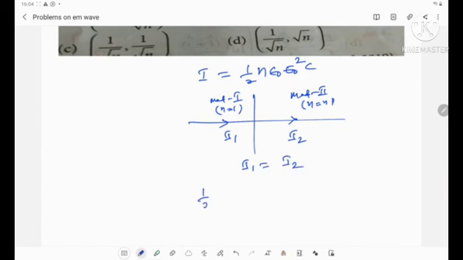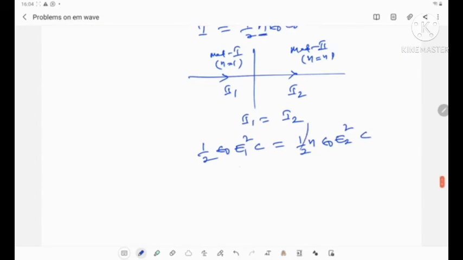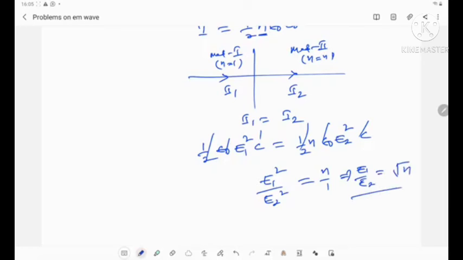I1 means 1 by 2, here n is nothing but 1, epsilon naught, E1 square into C, that is equal to 1 by 2, here is n, epsilon naught, E2 square into C. See, 1 by 2, epsilon naught, C cancel. This becomes E1 square by E2 square is equal to n by 1. From this, E1 by E2 is equal to root n. This is the ratio of electric fields.